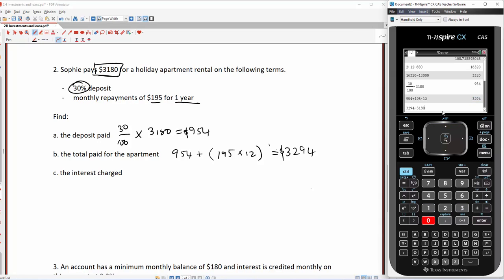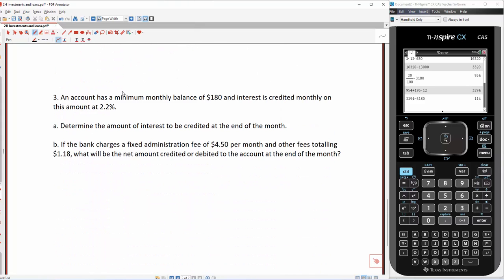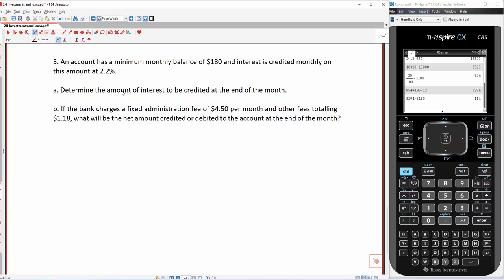So again, the interest charged, all we do on the calculator is we take the amount actually paid from the cost, which is 3,180. So it's 3294. We remove 3180 and we get the interest paid, which is $114. And that's not a bad deal if, again, Sophie didn't have the money in the first place. It's not a huge amount of interest.